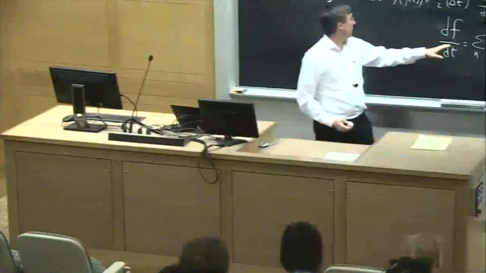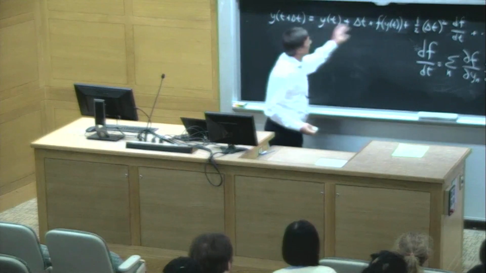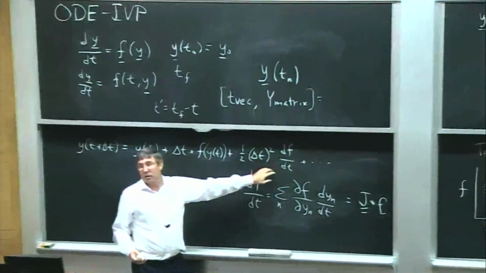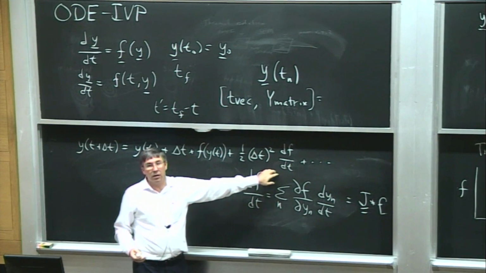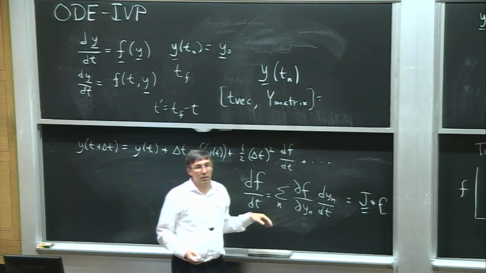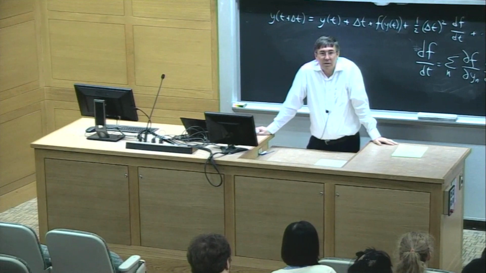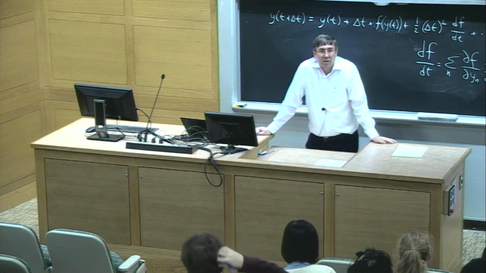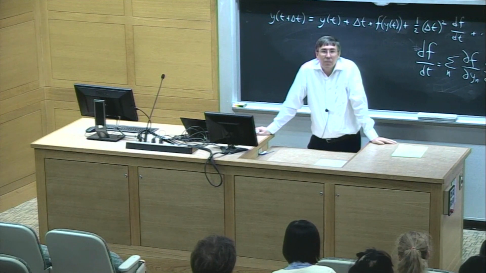So that would be one possibility, is you could go and write the Taylor expansion out to the next higher order explicitly, putting in J times f here, and then just being an error in the cubic terms. Now, people don't do this usually, though. Any idea why this is not a popular thing to do?